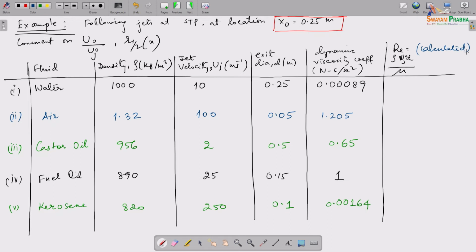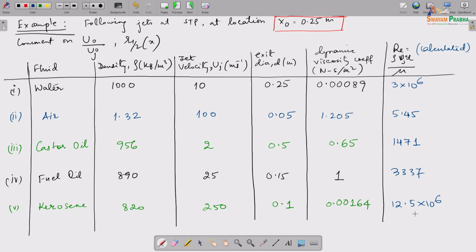Okay, so we calculate this and this comes out to be 3 into 10 to the power 6, 5.45, about 1,500, about 3,500, and this is about 13 million. Okay, so the point is that we have all these different Reynolds numbers.